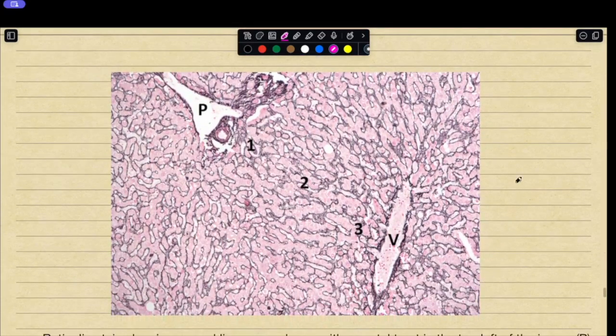In this image, as you can appreciate, the reticulin stain is shown in black color. This is the portal vein, this is the central vein, this is zone 1, 2, 3. This is the centrilobular area, and this is the portal area. The reticulin stain here is showing the normal liver parenchyma with portal tract in the top left of the image and the central vein in the bottom right. Zones 1 to 3 are labeled. So this is how the normal architecture of the liver can be appreciated.